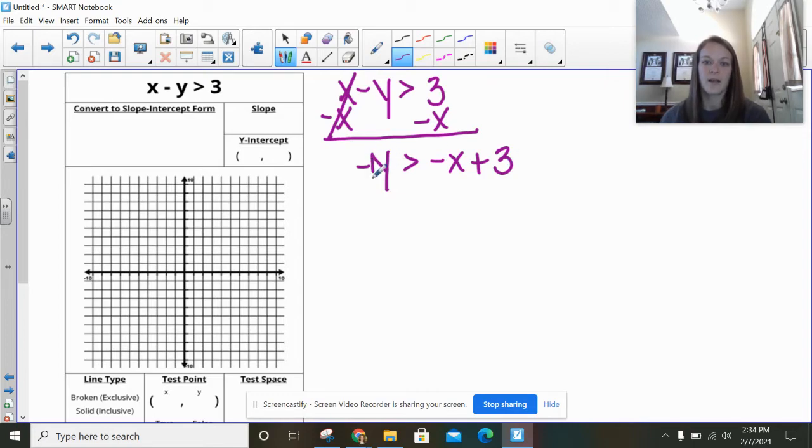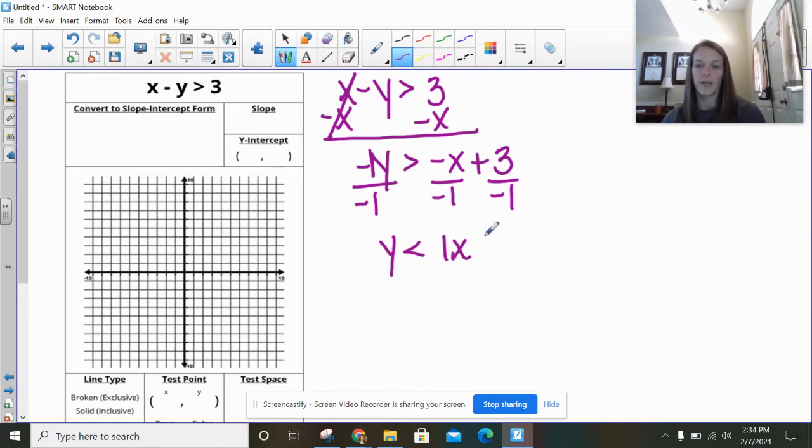Okay, now this is just like a negative 1 right here. I've got to get rid of that. So I'm going to divide everything by negative 1. Remember, when you divide by a negative with inequalities, you flip your sign. So this is now going to be y is less than negative 1 divided by negative 1 is just a 1. Keep your x. And then 3 divided by negative 1 is negative 3. So that is my slope-intercept form.